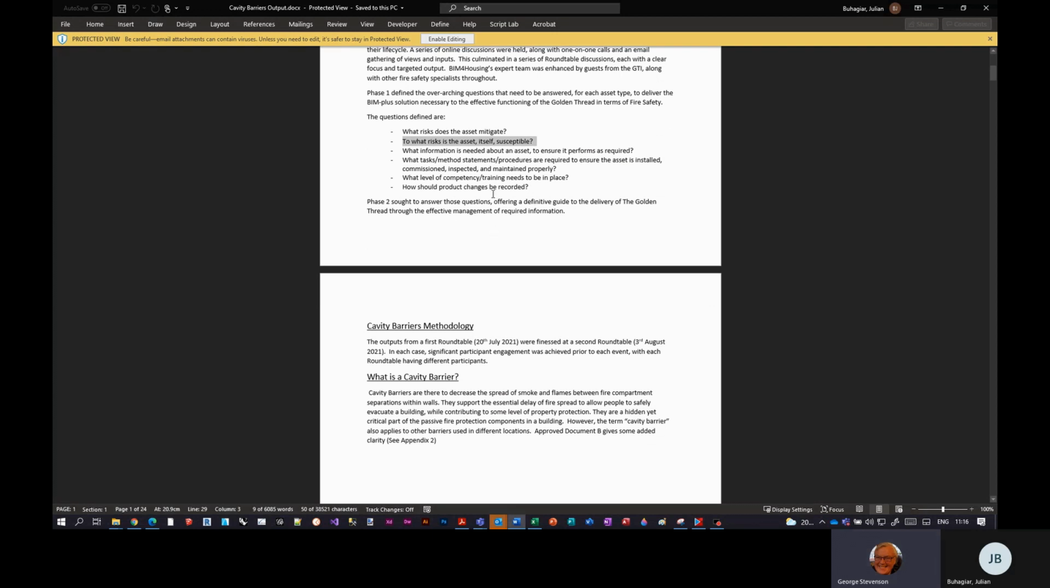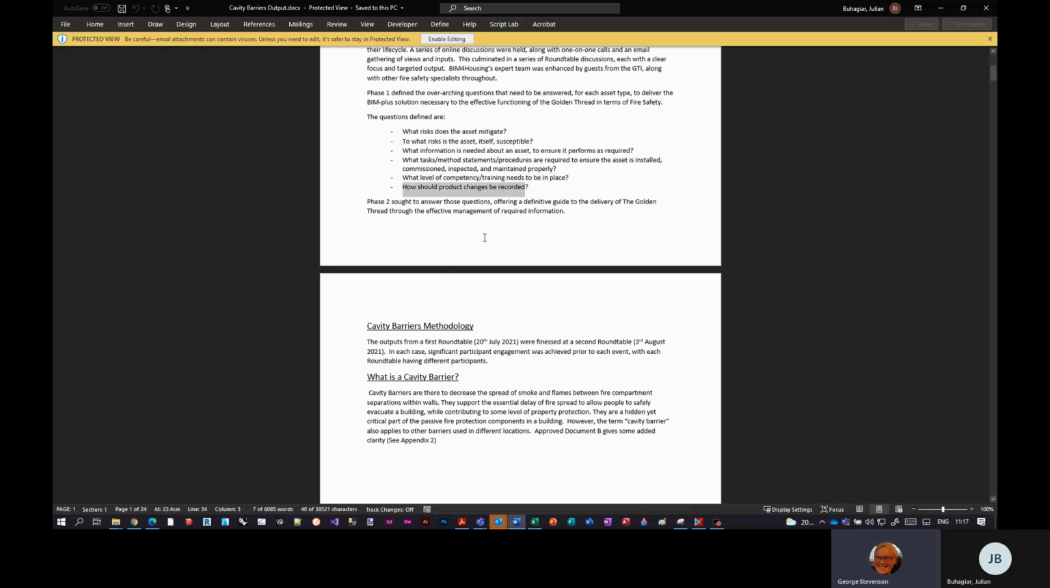Then moving on, what specific tasks need to be carried out against those items to ensure that they're going to perform correctly? The question of competency came up regularly, and it was a given that we need people to be competent and properly trained and certified where possible. But the important thing is that in itself isn't enough. We also need the method statements and the rest of it.